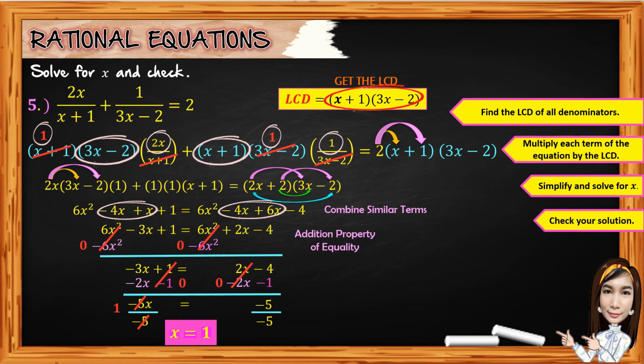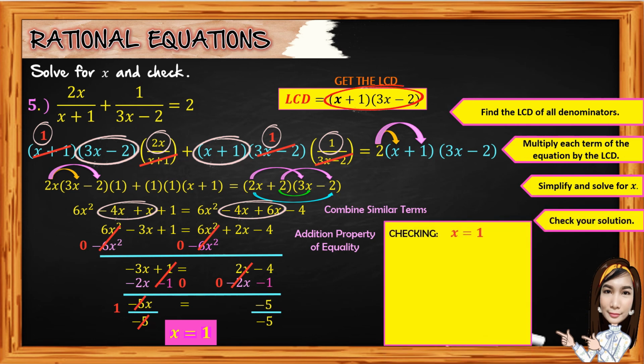And for the last, we're going to check your solution. So here, we're going to write first the original rational equation, which is 2x over x plus 1 over 3x minus 2 is equal to 2. Then we're going to replace or substitute the value of x is 1 on the equation. So we have 2 times 1 over 1 plus 1 over 3 times 1 minus 2 is equal to 2. Then simplify, 2 times 1 is equal to 2 over 1 plus 1 is equal to 2 plus 1 over 3 times 1 is equal to 3 minus 2 is equal to 1 equals 2.